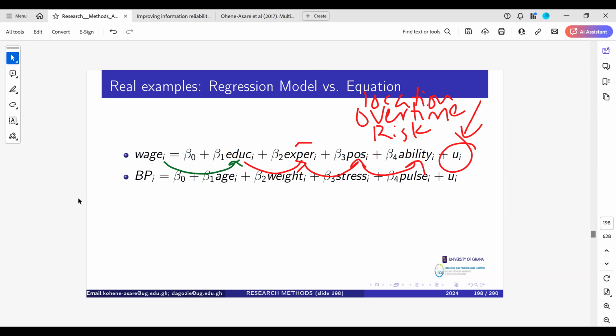The blood pressure of a person is affected by the age of the person. It's also affected by the weight of the person, which I know most of you will agree. The stress level of the person, the pulse of the person. But you will agree that there are other factors that can affect the blood pressure of a person. All of them cannot be captured here, but they are inside the error term. Who can indicate other factors connected with blood pressure which have not been captured here? Nobody should mention broken heart.